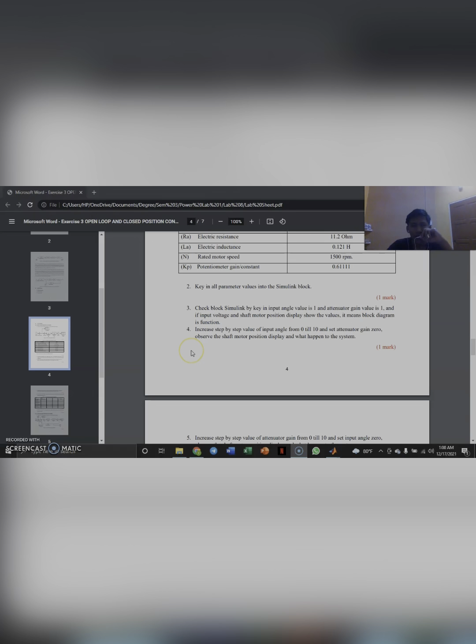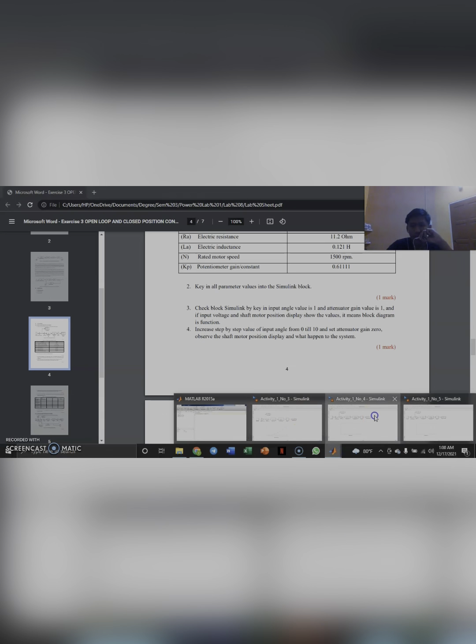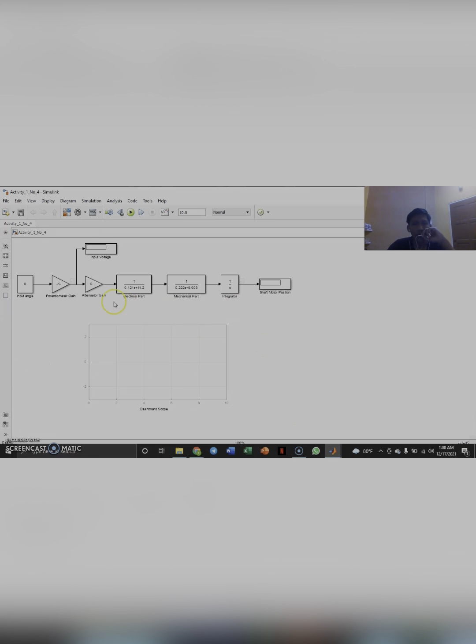Okay, next, for activity 8.1, number 4, what we need to do is increase step-by-step the value of input angle from 0 till 10 and set attenuator gain 0. Then we observe the shaft motor position display and what happened to the system. Then we find out. At first, 0 input angle and we maintain 0 attenuator gain. We run.